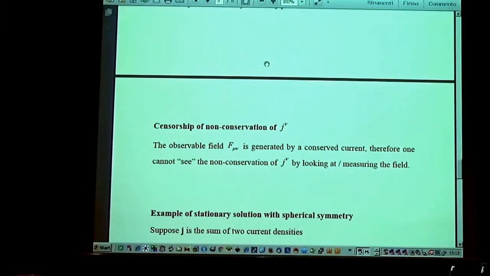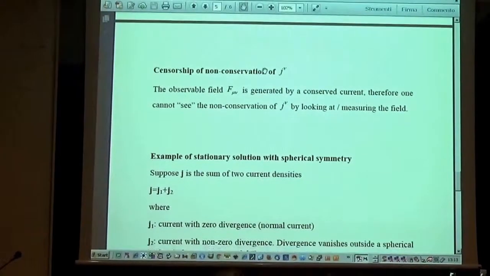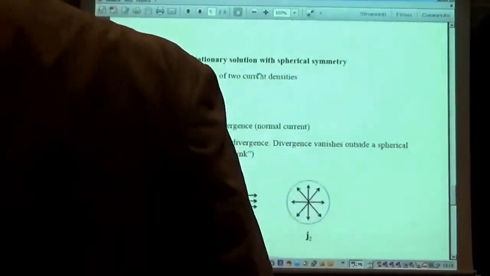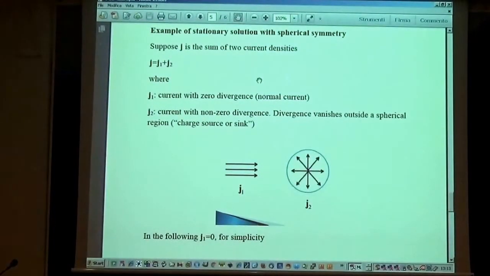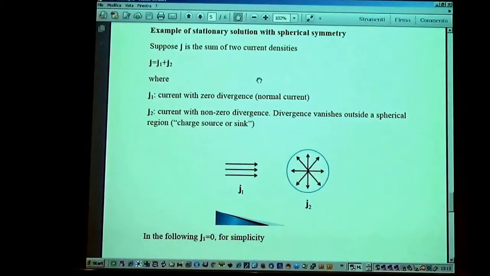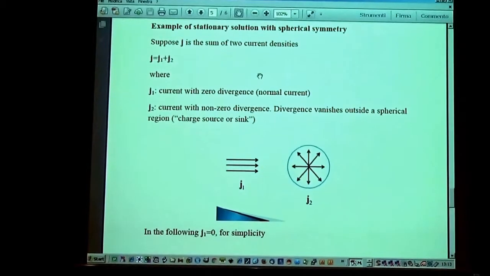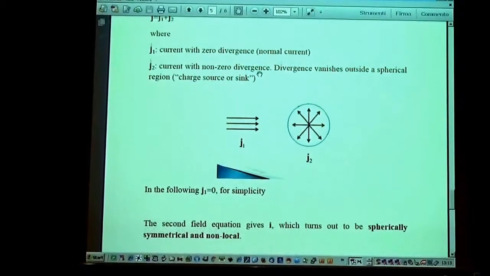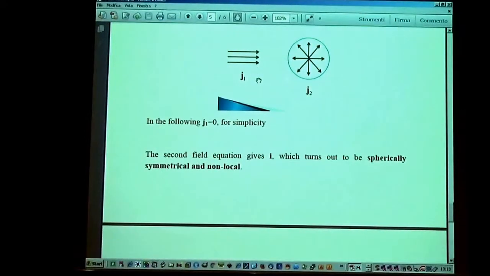Now I have some examples of stationary solutions. Very briefly, you can sketch this. You can put in the source a part which is not conserved, like a sink for the charge, or a source for the charge. And you can easily find a solution of the equations just using known techniques for the solution of Maxwell equations, because there are many formal similarities. Even though this theory is not gauge invariant, you can use the same techniques.